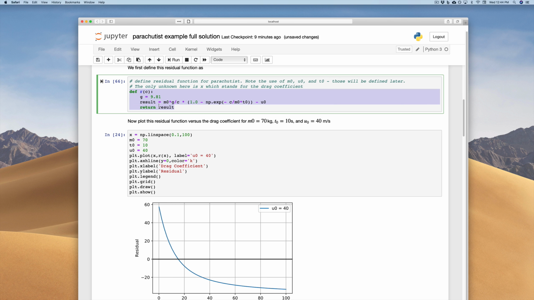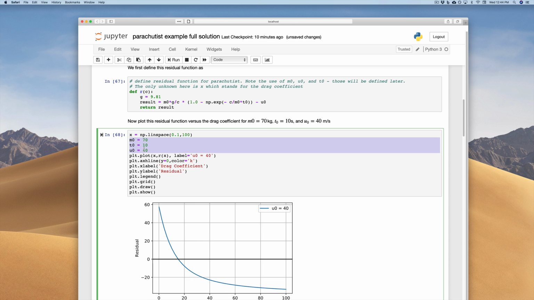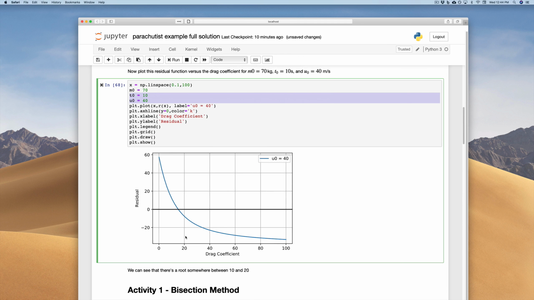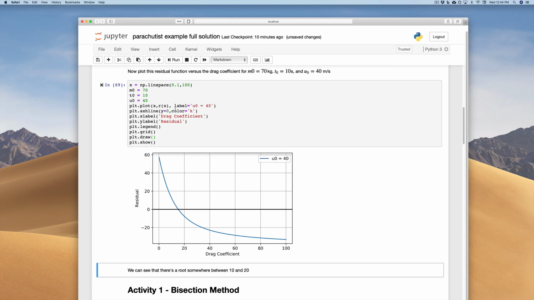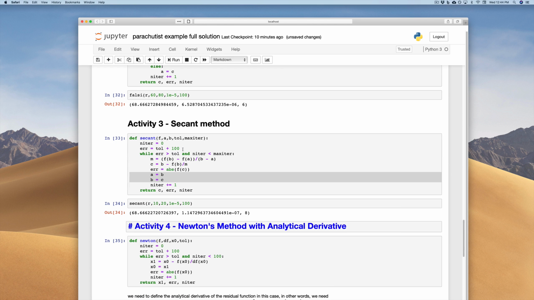This is the residual function given m0, t0, and u0. Those are set as global arguments, so if you change them anywhere, they're going to change in this function. Then we plot this for a parachutist of 70 kilograms reaching a velocity of 40 meters per second. We know there's a root around 15 over here. We had used all the other methods previously: bisection, secant, and method of false position.